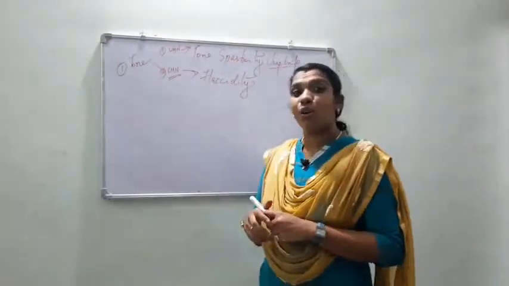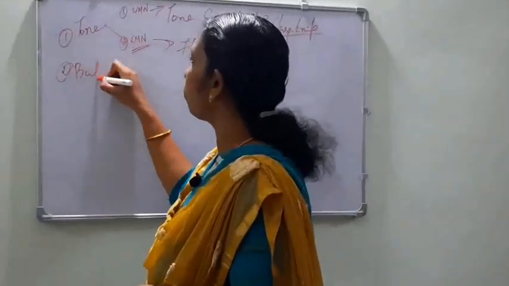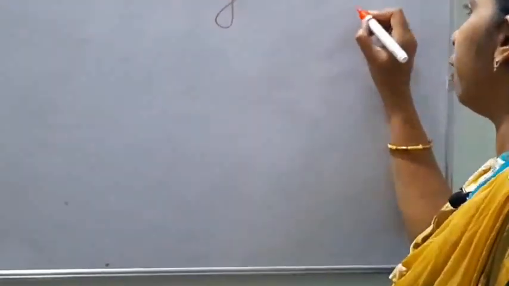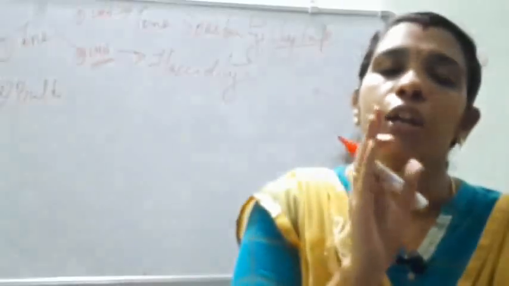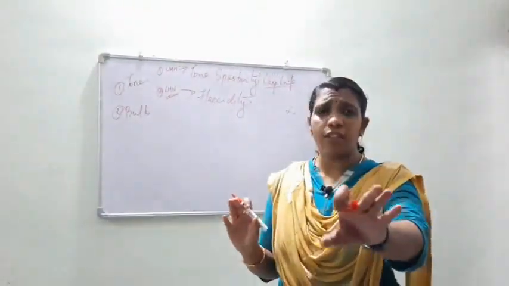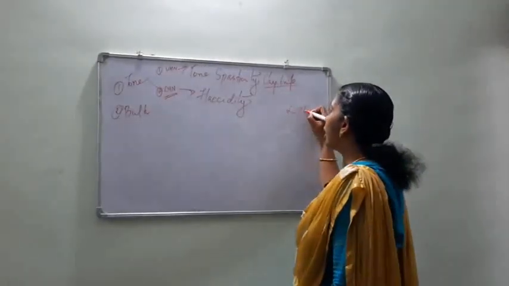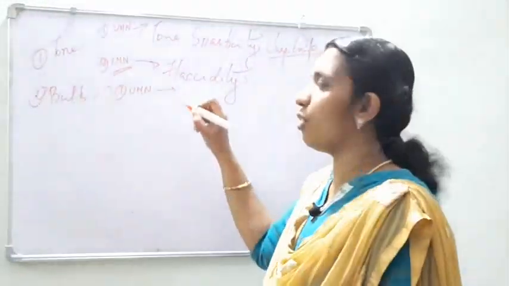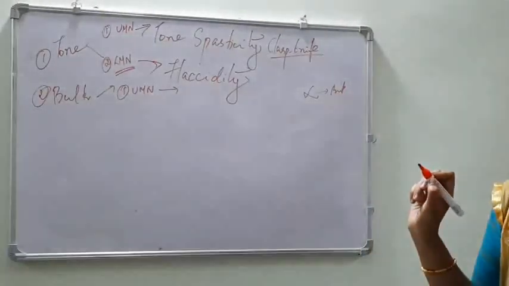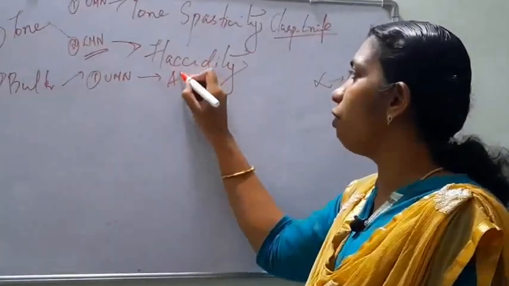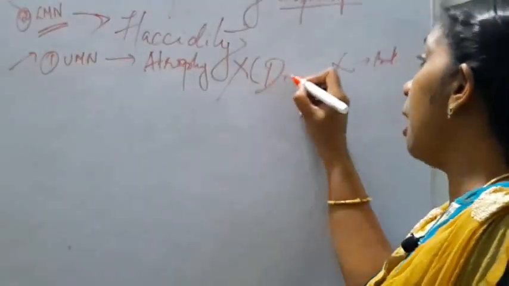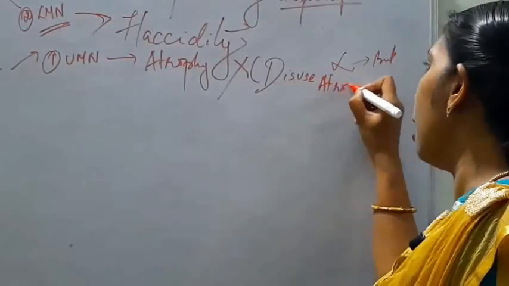Next, first is tone of the muscle, second is bulk of the muscle. Regarding the bulk of the muscle, alpha is concerned with the normal bulk of the muscle. The alpha part of the lower motor neuron is concerned with voluntary activity and it is also concerned with the normal bulk of the muscle. So in case of upper motor neuron lesion, there is no chance of atrophy. Why? Alpha is intact, lower motor neuron is intact. So atrophy is not present, though there may be disuse atrophy.